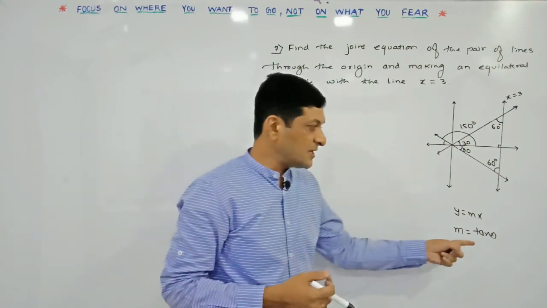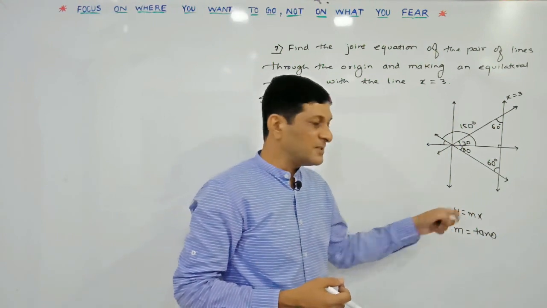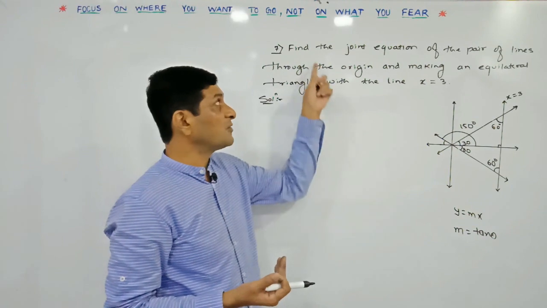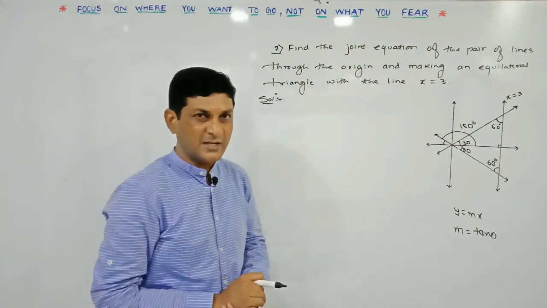Once inclinations are known to us, we are able to find the slopes. Once slopes are known to us, applying this formula we will get the equations of our required lines, and once the equations are known to us, taking their multiplication we are able to find the required joint equation.